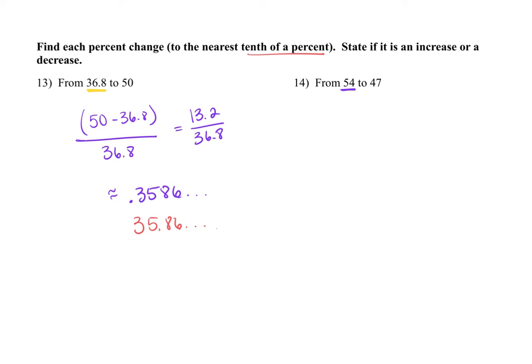And it says round to the nearest tenth of a percent, which means once again, I'm going to look at that 8. Look to the right of it. It's a 6, which is higher than 5, right? 5 or more, which means this is going to bump up to a 9. So I'm going to say 35.9%. And once again, I am supposed to state if it's an increase or a decrease. This is why I would go ahead and write it out. It went from 36 to 50. That is an increase.